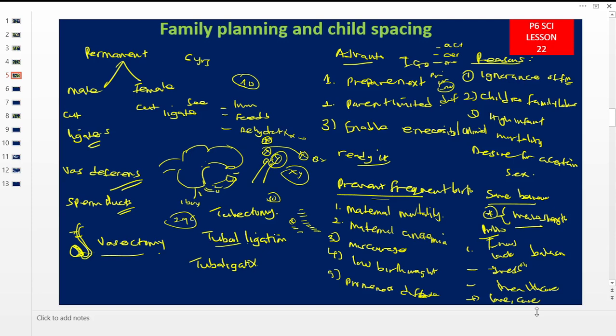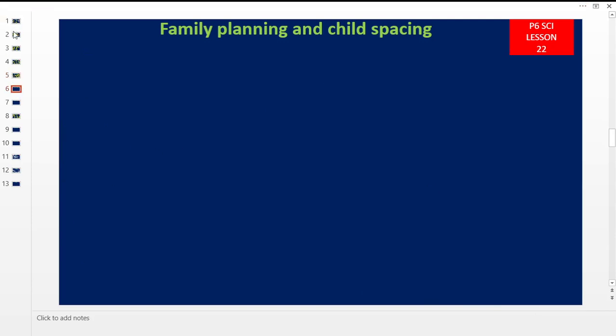So when you come back to school, we shall hold a debate. Is it in order to produce very many children? What is your view? Okay, so let us go and do our assignment for today. Number 1 here says, define the term family planning.